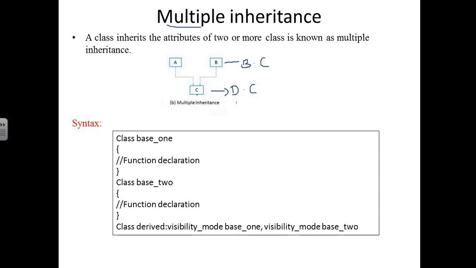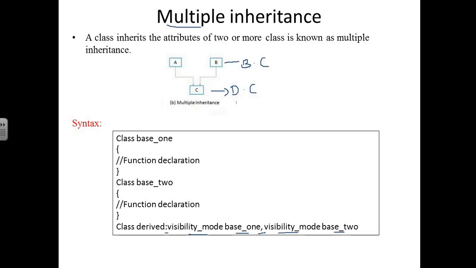If a new class has been derived from two or more classes, then it will be called multiple inheritance. So what is the syntax for multiple inheritance? Class base 1 and then class base 2, right? Then when we derive a class: class derived colon visibility mode and then base class 1, visibility mode and then base class 2. Here we separate these two classes using a comma. Just remember this syntax.